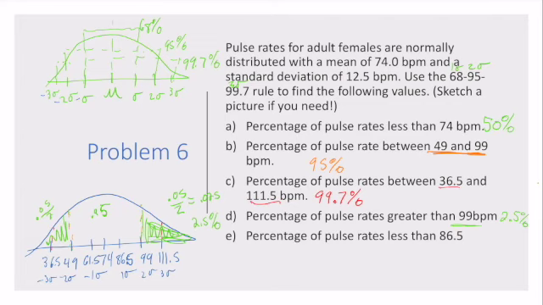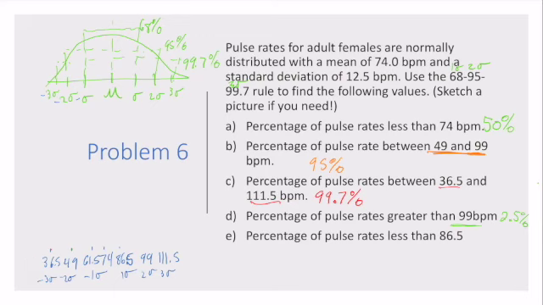Next, I want to know what percentage of pulse rates are less than 86.5. So I'm going to clean up my mess a little bit to give us more room to work. Let's redraw our beautiful normal curve here. Now, 86.5 marks the first standard deviation, and my mean divides my data in half. So what percent of data is within the first standard deviation? Well, that's going to be 68%.